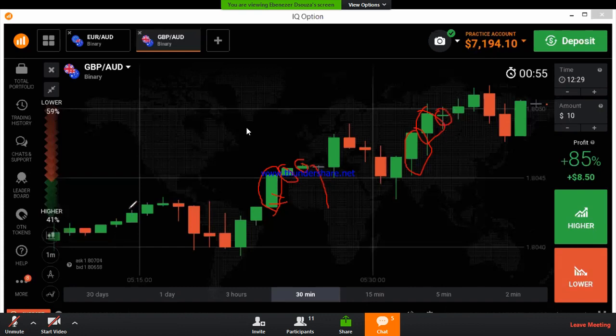The weak candle will form like this. This is a very strong candle, this is a very weak candle, then this, and this is a very weak candle. It means the buyers are becoming very weak at this area. So we can take this as a weak candle. These are very strong candles.